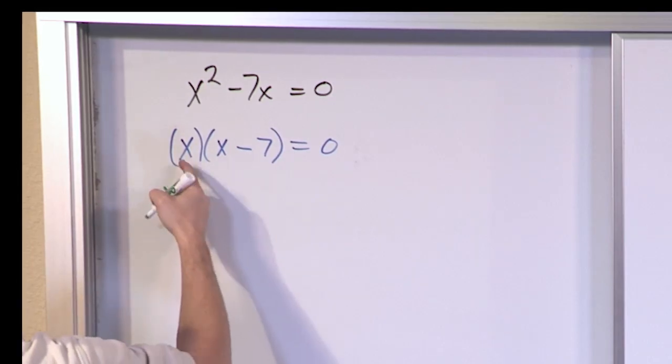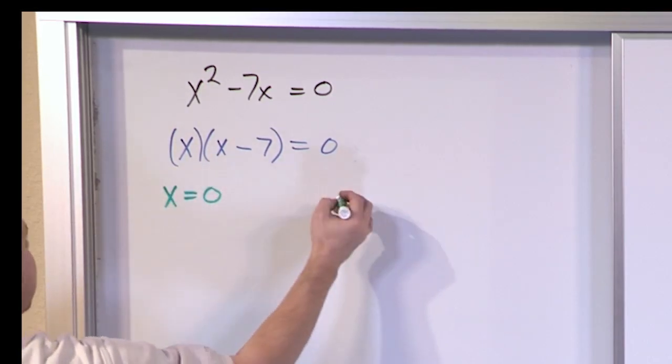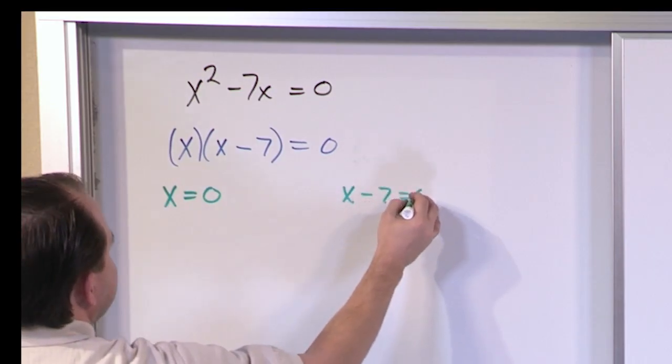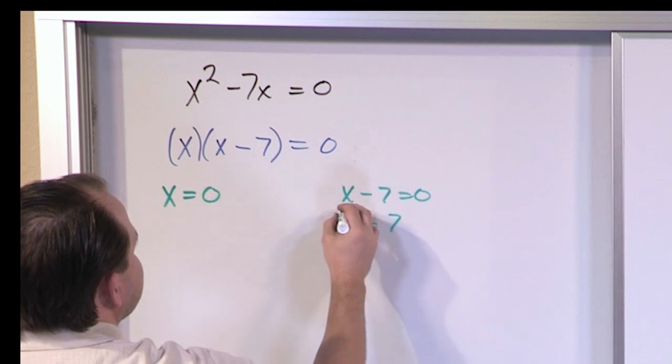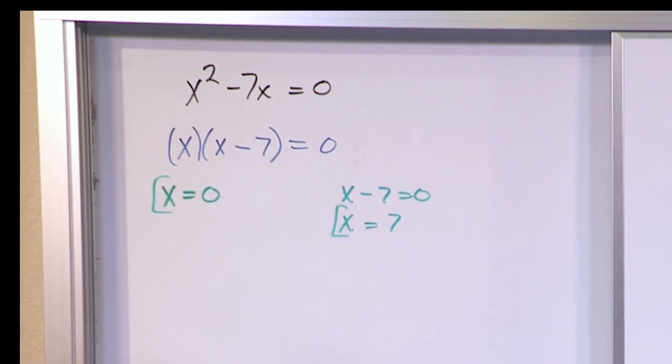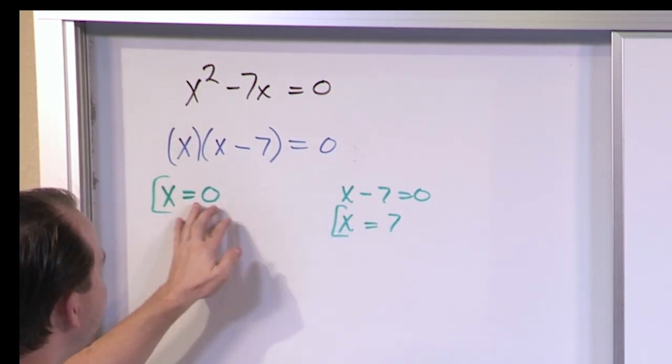And the first one's easy. X can be equal to 0. The second one is x minus 7 is equal to 0. If you solve this, you just add 7 to both sides, so x is equal to 7. So we have two answers. X is equal to 0, x is equal to 7.